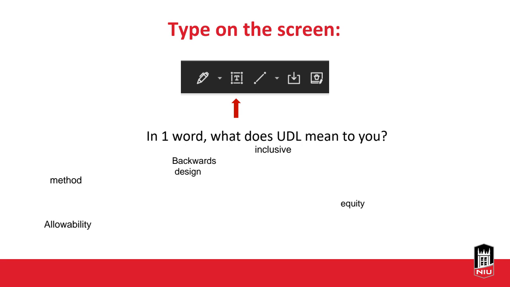Yes, please. The way I view universal design of any kind, but specifically for learning, is that a lot of times learning environments are designed to allow certain users. Universal design for learning is expanding that allowability to include everyone, so we're allowing everyone to learn to their fullest potential. I love that. Thank you. I'm glad that's what you said. That's amazing, and it's definitely a big part of UDL. So strategy. This is great.